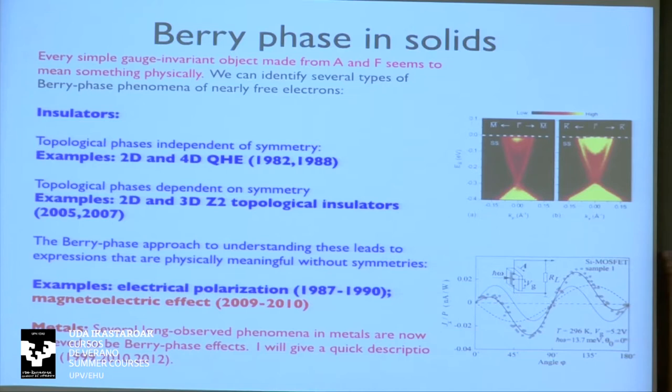So for example, with the quantum Hall effect, you can ask, what's quantized? What could you measure in the lab that tells you you've got a topological phase? And the answer is the Hall effect. That's why we gave it that name.